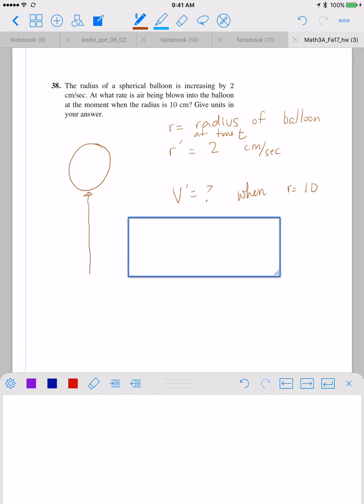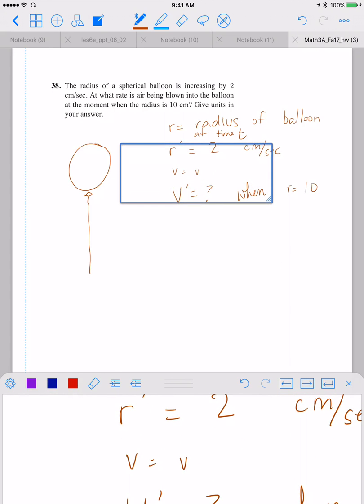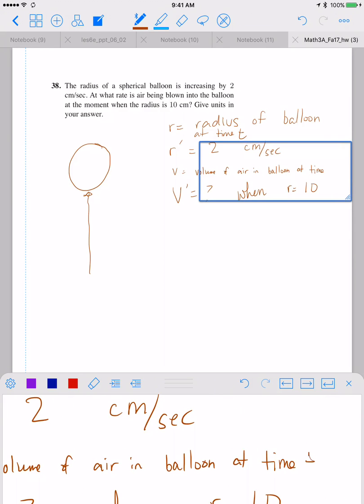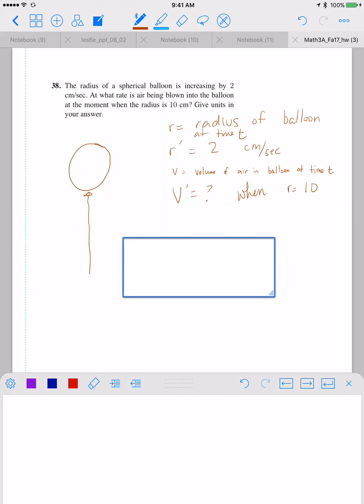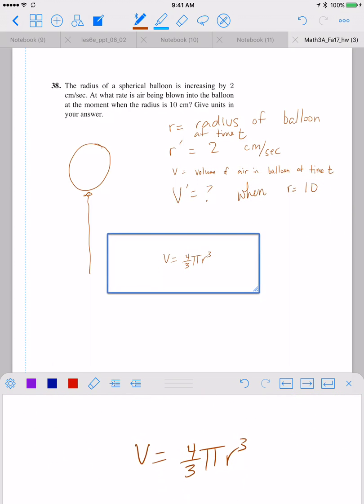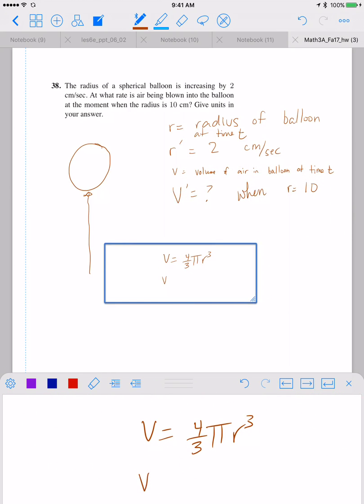We need the formula. So V is the volume of air in the balloon at time t. The relationship between V and R is V equals, I need the volume of a balloon, I think that is 4/3 pi R cubed. And we want to find V prime when R is equal to 10. So we just take the derivative with respect to t of both sides. So we'll get 4/3 pi, and then we'll have 3r squared r prime.